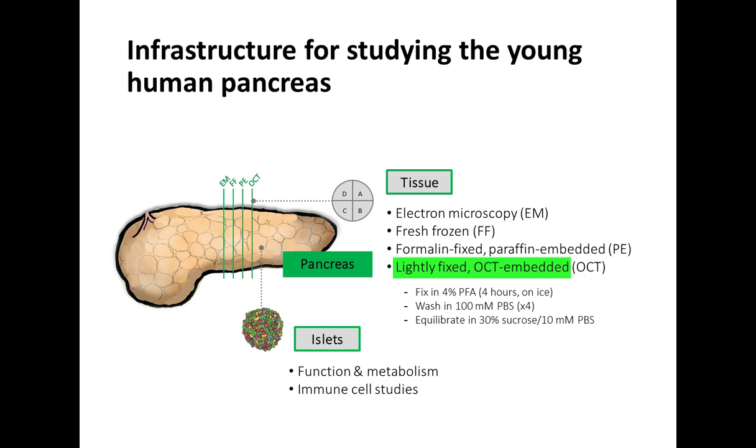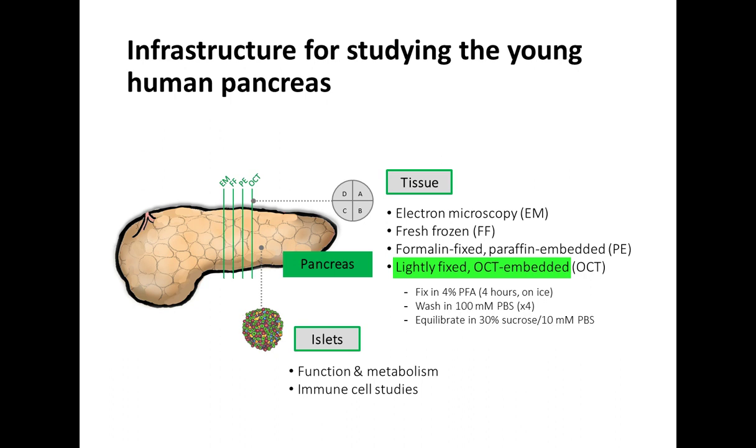This processing of the pancreas, as I mentioned, is what we've developed to be able to answer complex questions about both function and overall tissue architecture. The primary way that we do this is by taking serial sections of the tissue and processing it for different imaging modalities and other types of experiments. For example, we have a protocol that allows us to fix tissue for electron microscopy. We also save some as fresh frozen tissue, as well as formalin-fixed paraffin embedded, and then finally a lightly fixed OCT embedded, which I'll speak to a little bit more later.